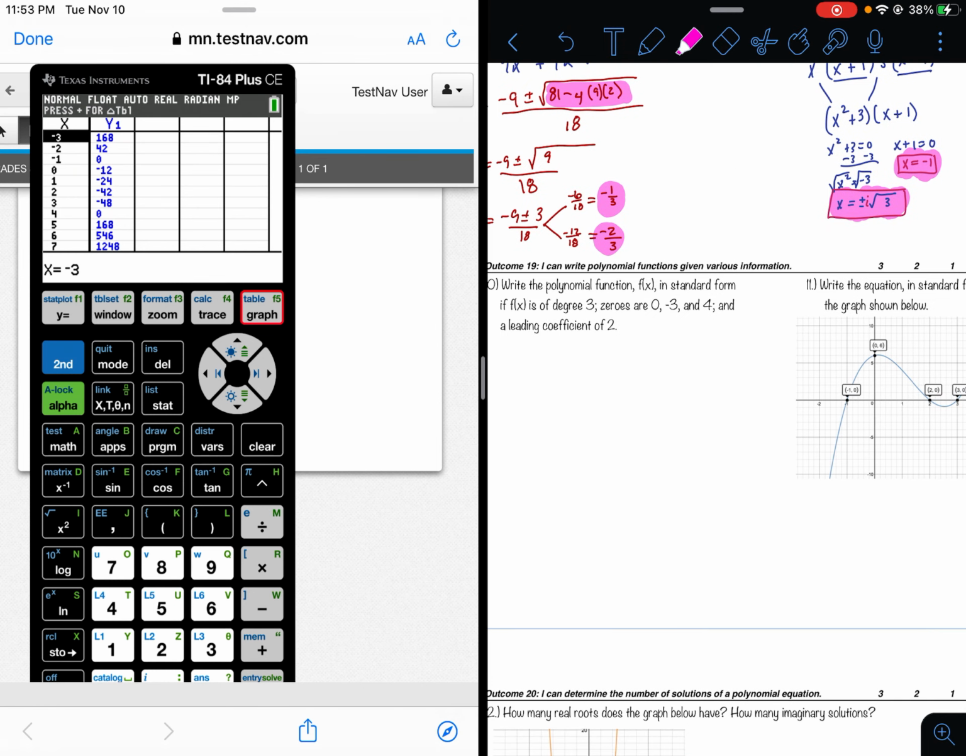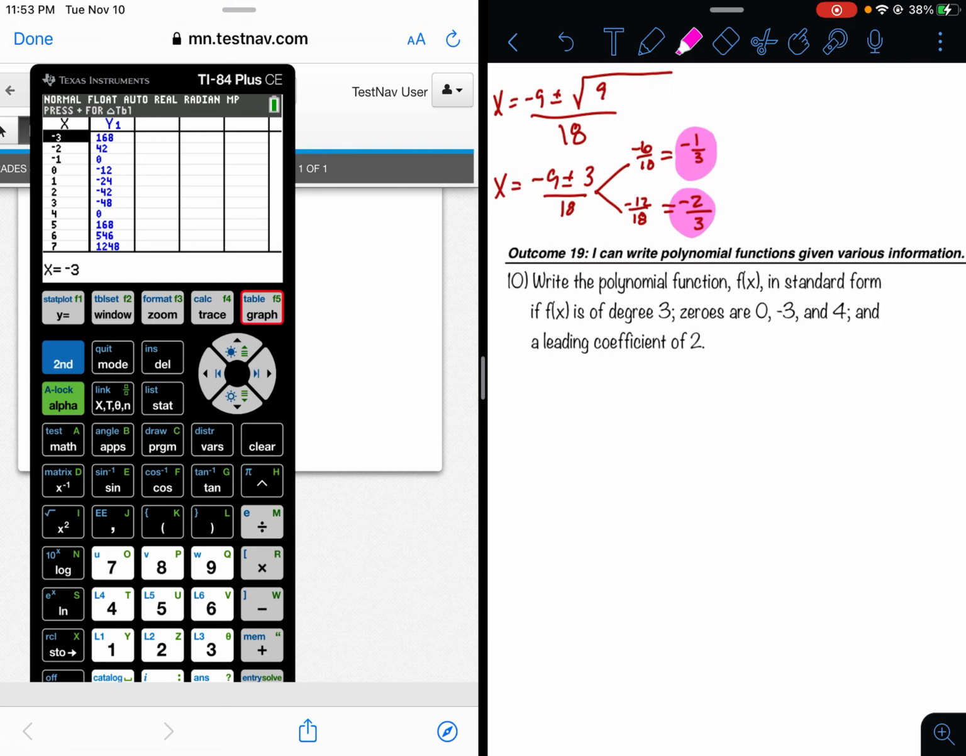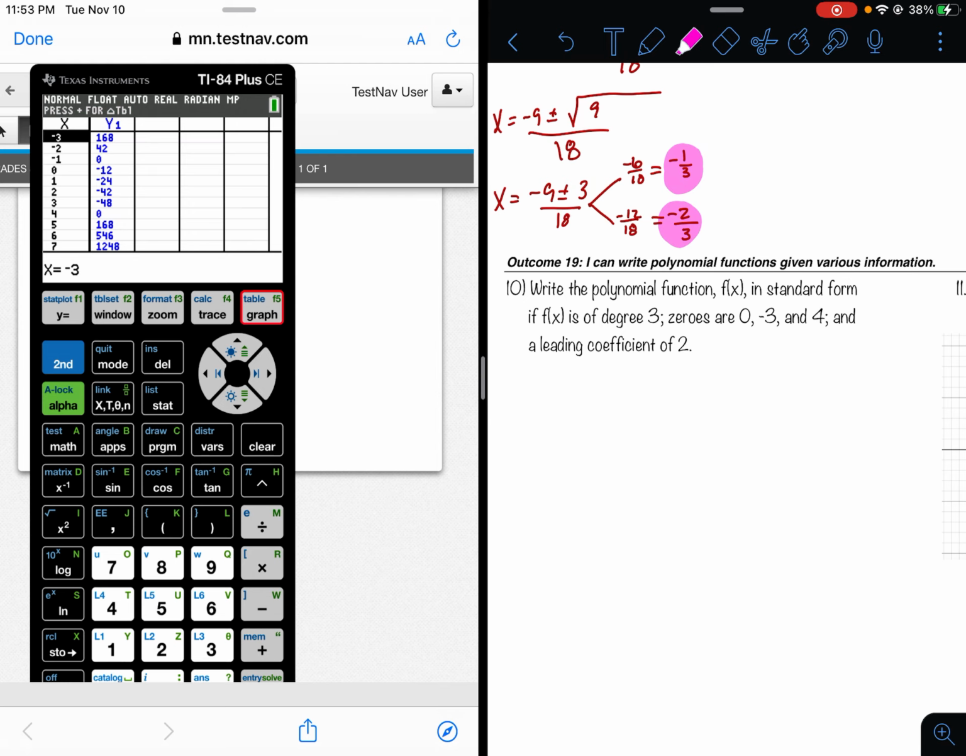Moving quickly. Hey, almost done here. Outcome 19 is a new one. Outcome 19, we did not get a chance to do this in the notes. So this is going to be very important because outcome 19 is on your test. And so this is your opportunity to learn outcome 19. Outcome 19 is all about writing polynomials. Now, it's not as difficult as it may seem.